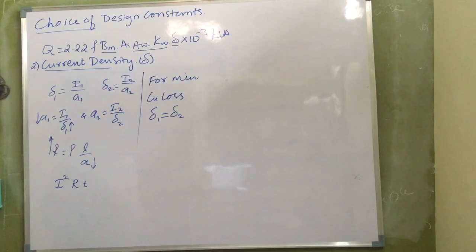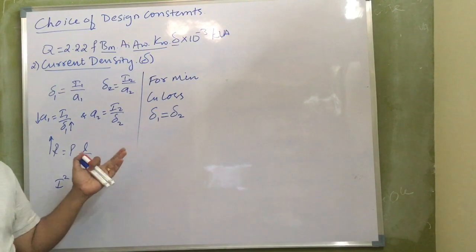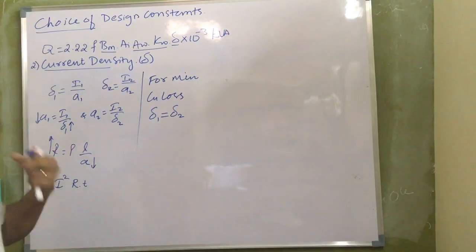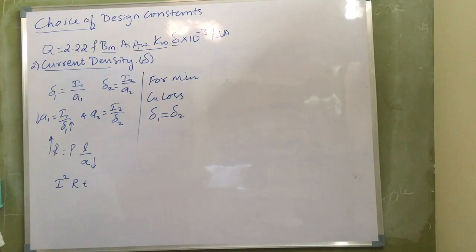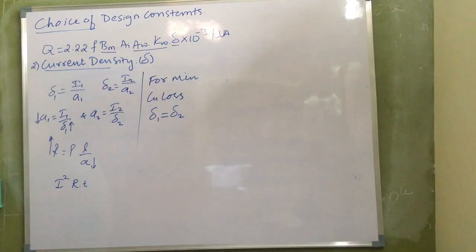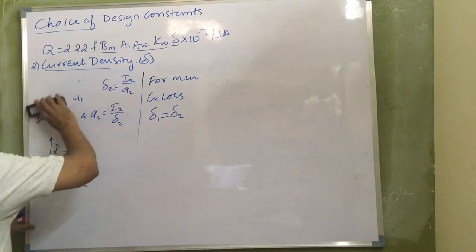Show that for minimum value of copper losses in the transformer, the primary and secondary current densities should be the same. Or obtain the condition for which the copper losses in the transformer are minimum. So these may be the two possible questions we get. This is one of the important derivations. We will prove that with delta 1 equal to delta 2, I will get minimum copper losses in the transformer. Before that we will take the statement.